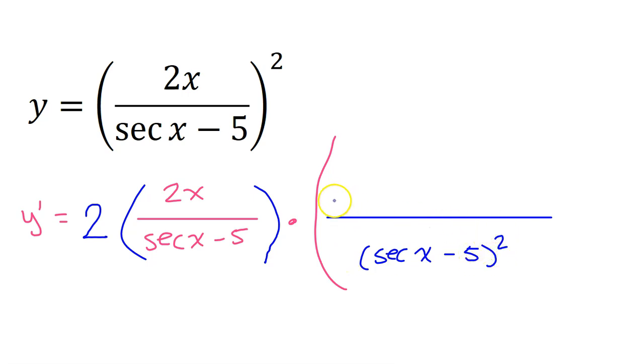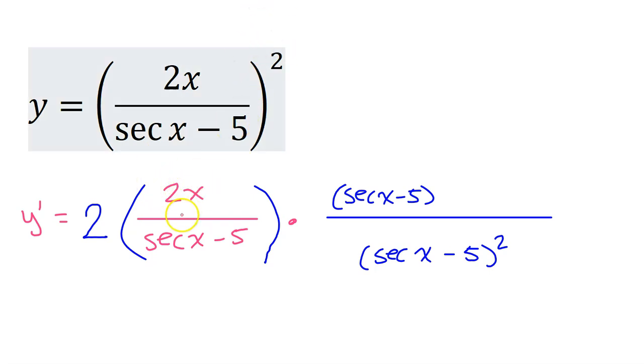So now I just need low d high less high d low. What does that mean? When I say low, it means the denominator. So I'm going to write secant x minus 5, and it has to be in parentheses. In fact, maybe I don't need these parentheses because the division bar is its own grouping symbol. So that's low. When I say d high, I mean the derivative of the numerator. The derivative of 2x is 2. So that's low d high.